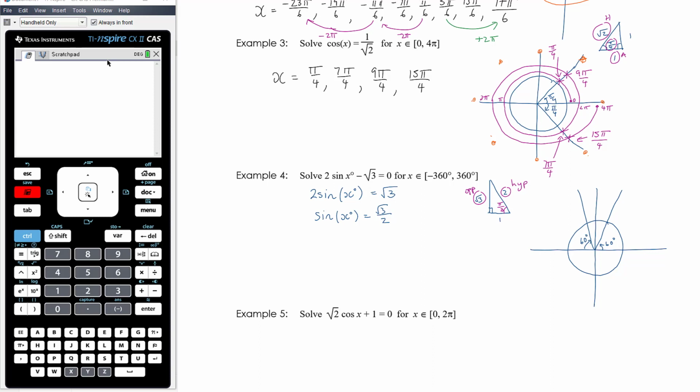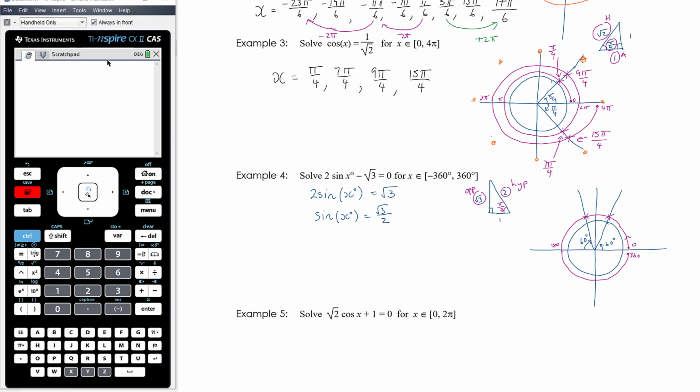Now we want to think about the domain. Which particular ones do we want? Negative 360 to 360. So that's 2 laps of the circle, one positive, one negative. Again, I'm going to do them separately. I'm going to think about the 2 positive solutions. So starting at 0, heading off this way around the unit circle. So this is going to be 180 here. And this is going to be 360. Okay, we get 2 positive solutions.